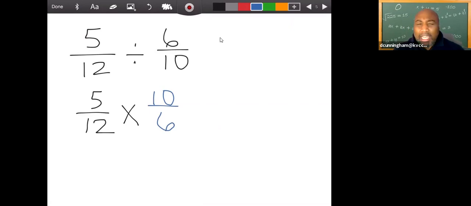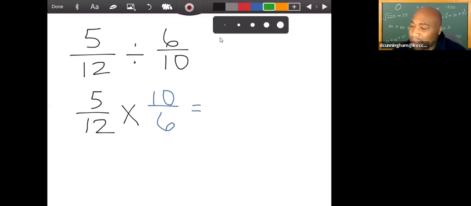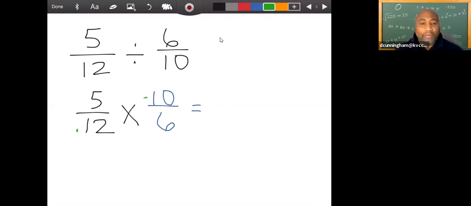Now, in this case, I am going to do some reduction just to make the numbers a little bit easier if we can. So notice this, guys. I'm going to look at the 12 and the 10. What two numbers can go in both 12 and 10? So 2. And so this can be a 5 and 2, and this would be a 6. Okay, all I did is reduce that.